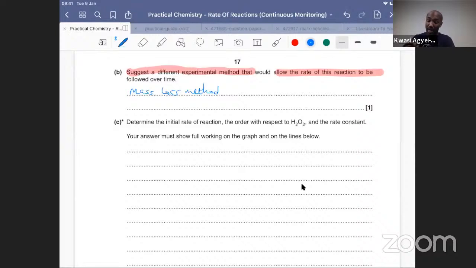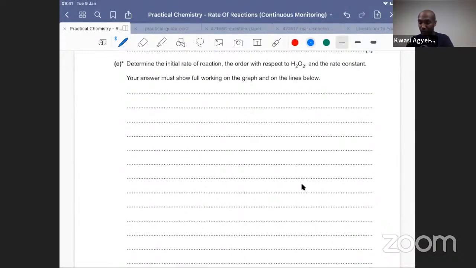You could also use the titration method. So take a small sample of your hydrogen peroxide at different points and titrate against perhaps iodide, in a sort of redox titration, to work out how much hydrogen peroxide you've got at any point. Okay, so that could be an alternative. And then in the final part of the question, we're asked to determine the initial rate of reaction. So that's one thing we need to look at, the initial rate of the reaction. We also want to look at the order with respect to hydrogen peroxide, and finally the rate constant.